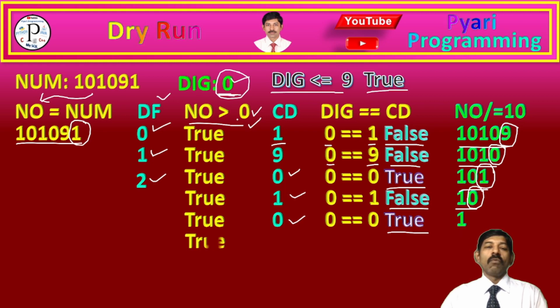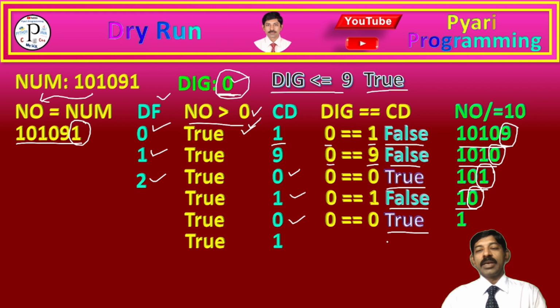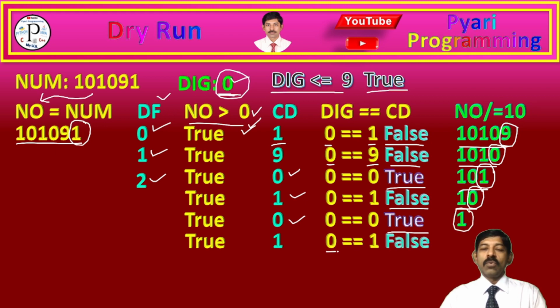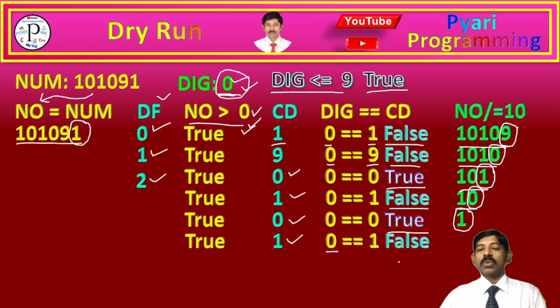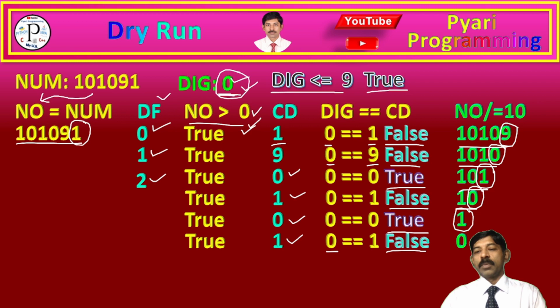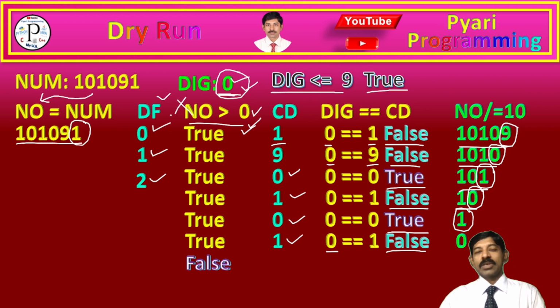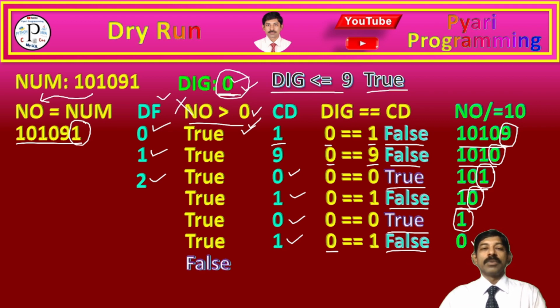Again the old mechanism, reduce the number. I got 1. 1 is greater than 0. True. What will I do? I will extract the digit. Now the current digit is 1. dig is 0. Current digit is 1. Both are not equal. False. Reduce the number. Now the number becomes 0. So 0 is greater than 0. It is false now. So that's why I will come out of this loop.